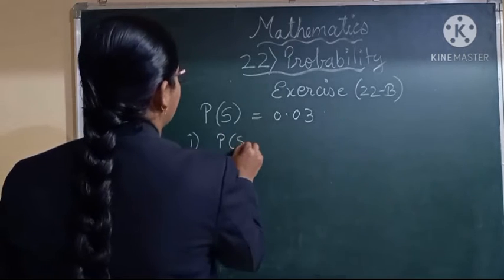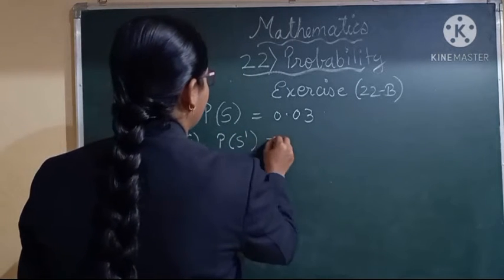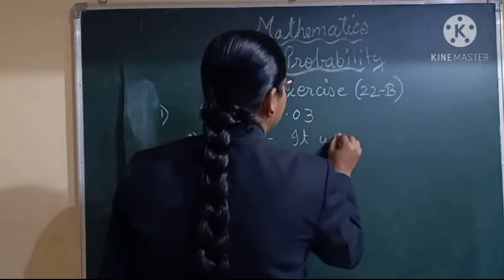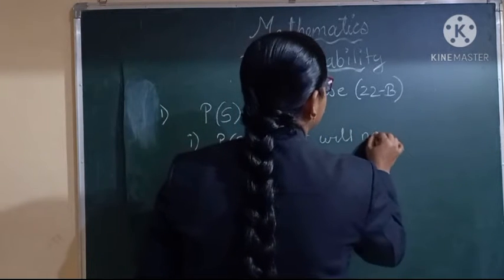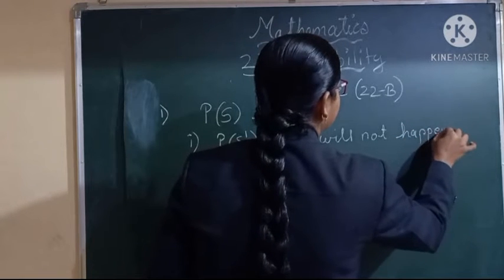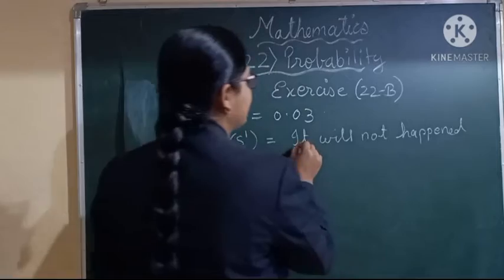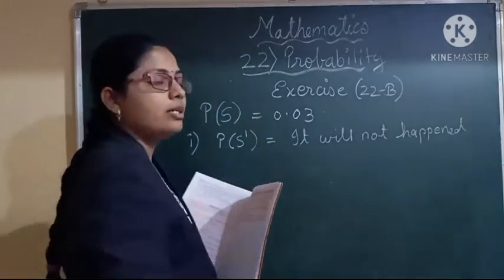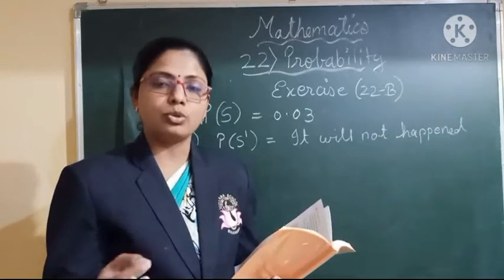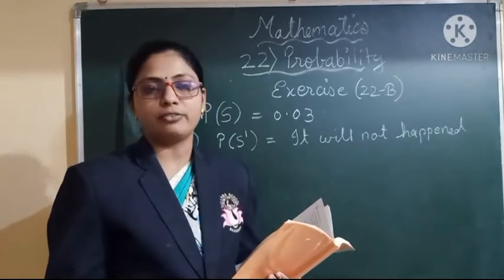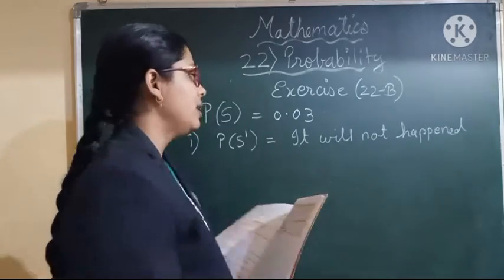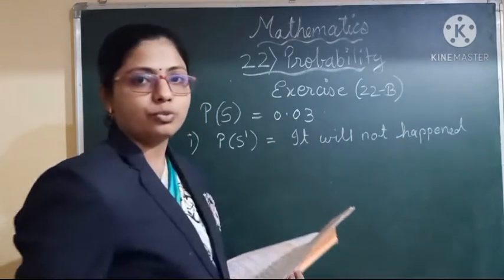S dash will be the event will not happen. Okay, it will snow tomorrow. So we will say it in the negative form, in the opposite way, so that it will be: the event will not happen tomorrow.